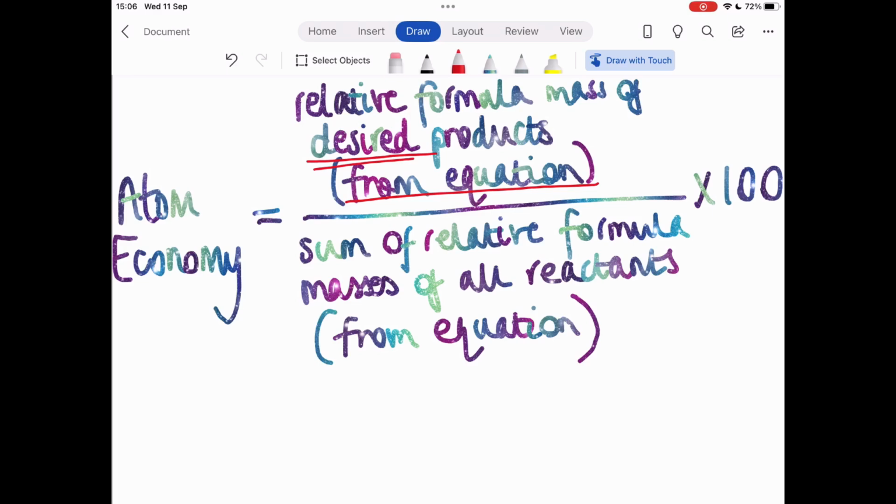The reason why I've put from equation in brackets is because it's really important to read the equation properly. The big numbers in front of formulas, which are also known as the coefficients, need to be taken into consideration. So we'll have a look at some exam questions and you'll see what I mean by coefficients and how we'll use them in answering this question.